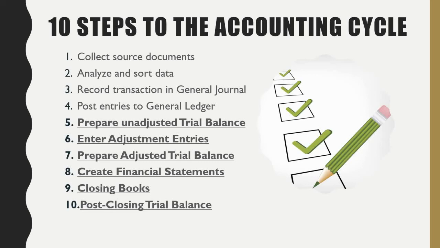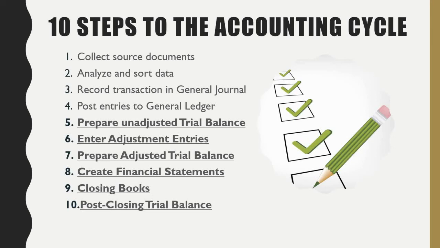So once again, we're going to be preparing the unadjusted trial balance, which is step number 5, which happens at the very end of the given period. So it's not the one that we've been doing every week. That's just a regular trial balance, to keep us in check and in balance, to ensure that we haven't made any mistakes in our accounting so far. So far, every trial balance that we've completed, we've always balanced our debits and our credits. So that means we've been doing really good so far.